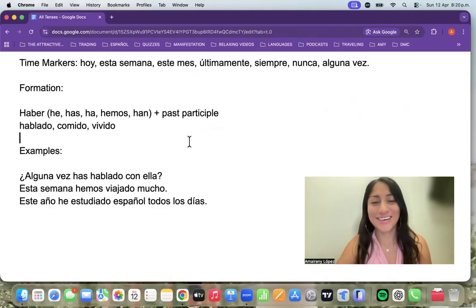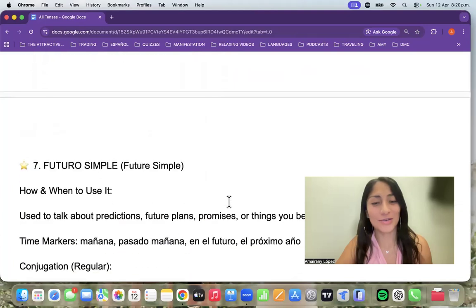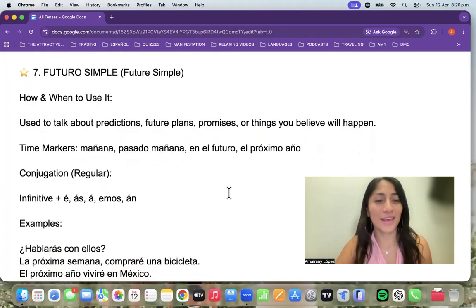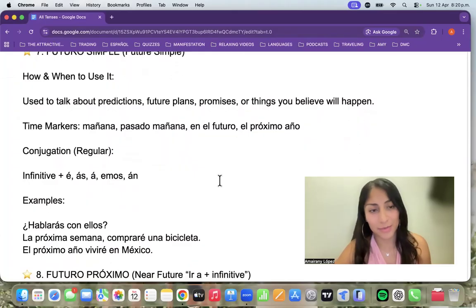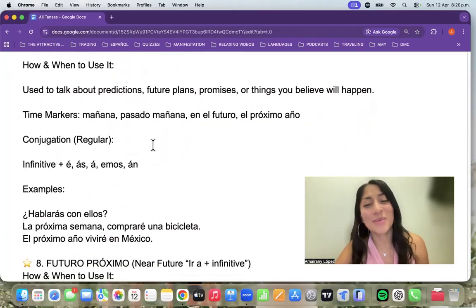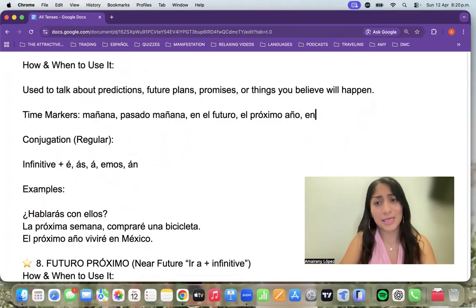So we're almost done here with all of our sentences. We are just going to continue with the future now. How we want to use it. Used to talk about predictions, future plans, promises, or things you believe will happen. Okay, time markers: mañana, pasado mañana, en el futuro, el próximo año. Okay, tomorrow, the day after tomorrow, in the future, next year, anything that has not happened, right? So it could also be en enero, right? In January, like something that will happen later.